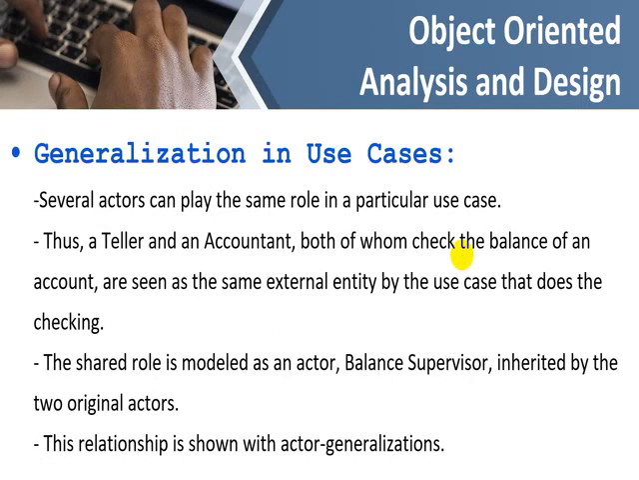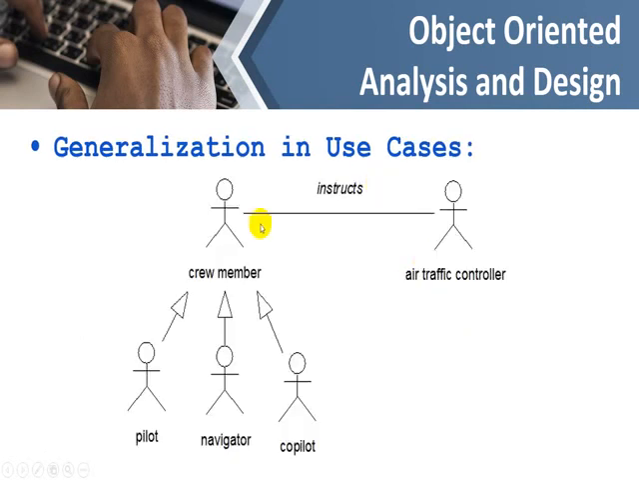Generalization is also used for actors. Several actors can play the same role in a particular use case. Thus, a teller and an accountant, both of whom check the balance of an account, are seen as the same external entity by the use cases. So now we check here. This is the user. Now I'm not talking about the particular use case, right? I'm talking about the actors.